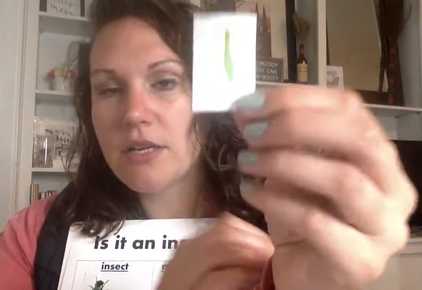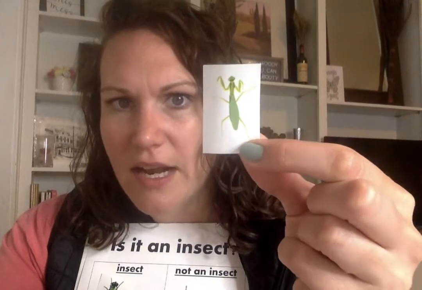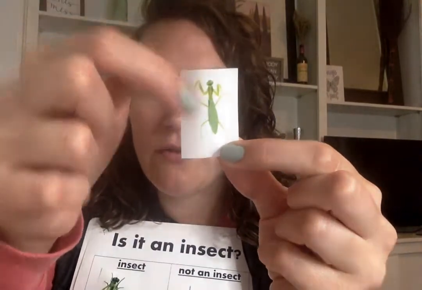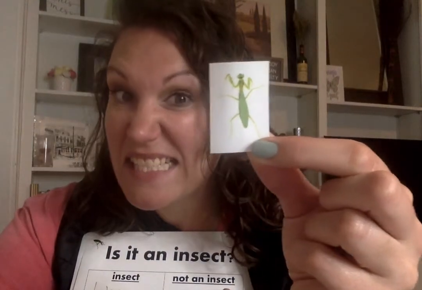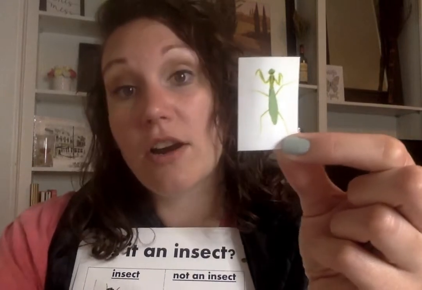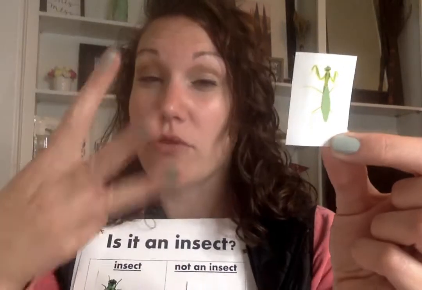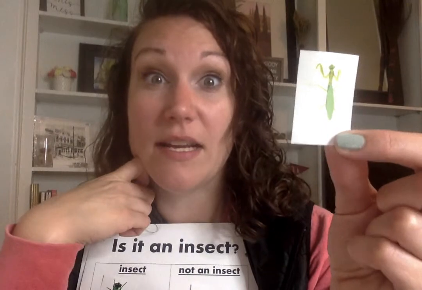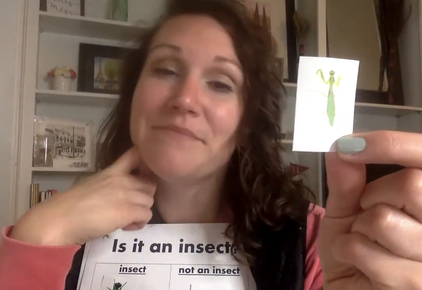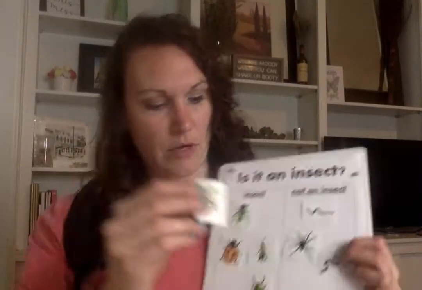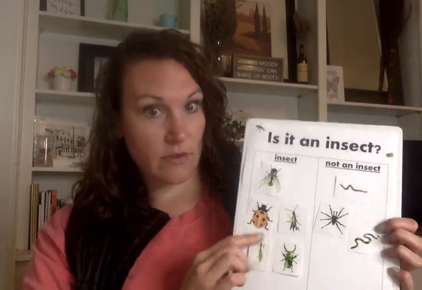Ooh, a praying mantis. It's hard to see some of his body parts, but let's look at it. I see a head, a thorax, and an abdomen, and I see 6 legs. His antennae are hard to see, but if he has the 3 body parts and 6 legs, do you guys think he's an insect? Yeah, he is an insect, so we're going to put him in our insect side.